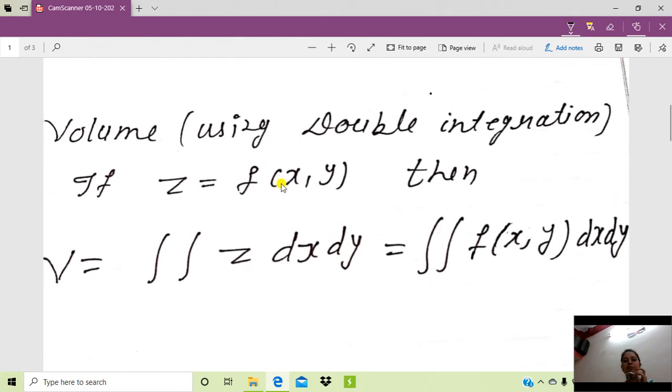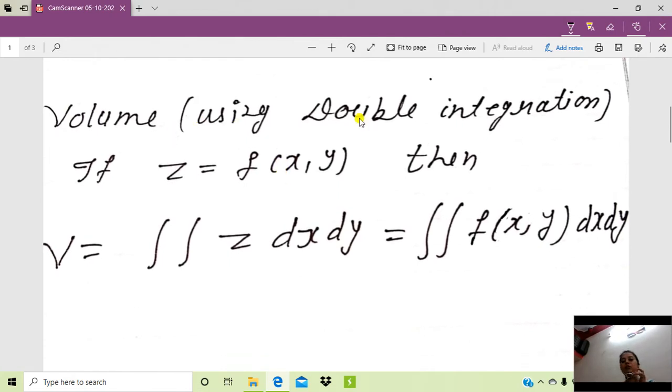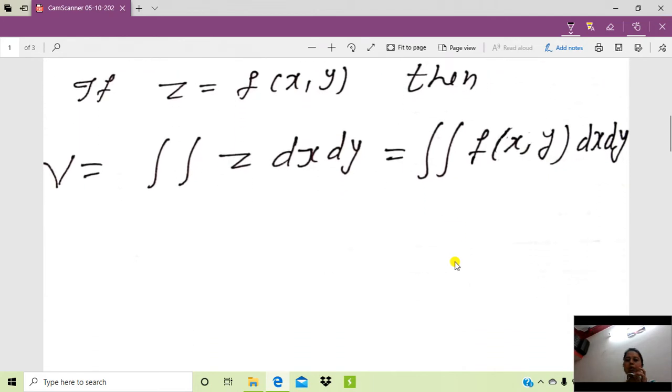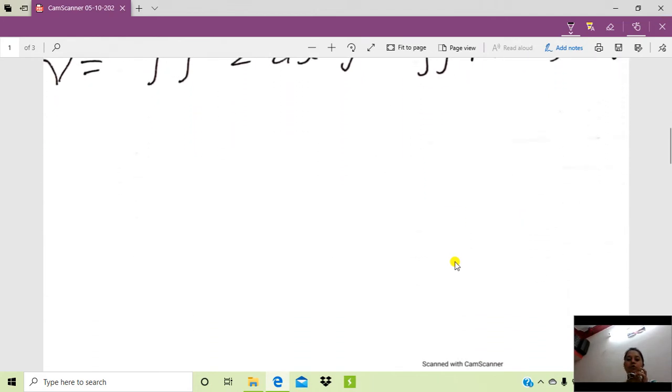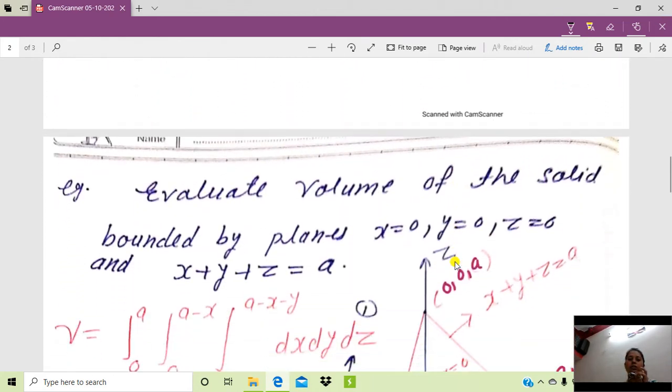If we have to find volume using double integration, and if z is a function of x and y, then volume can be evaluated using the formula double integration of z dx dy. Since z is a function of x and y, the integrand will be a function of x and y, dx dy. And for limits, we have to trace the diagram and find the limits for the particular solid. So let's see by an example.